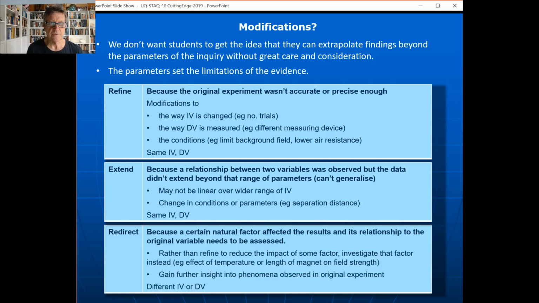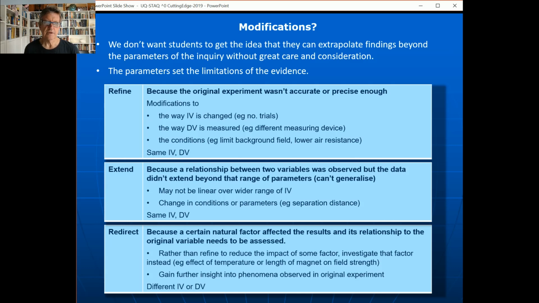The third one is the redirect. Now there could be some factor that's affecting the relationship, and you want to investigate that factor itself. So it could be temperature. I've said there it could be temperature, the length of a magnet. Now that's a big one, on the magnetic field strength, or even the strength of a magnet. Maybe this relationship holds for weak permanent magnets, but does it hold for strong permanent magnets or electromagnets? And that's a good one. Electromagnets are something really worth considering.